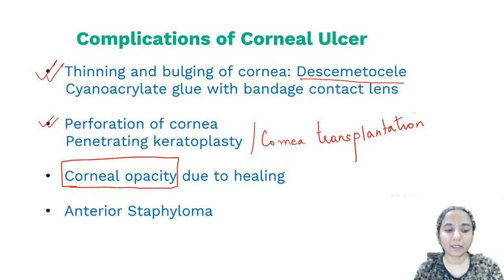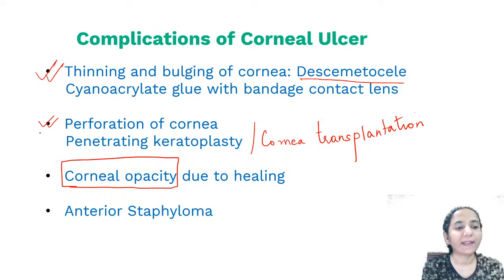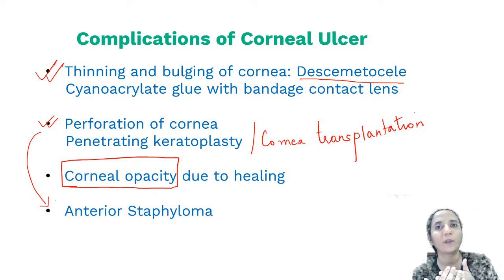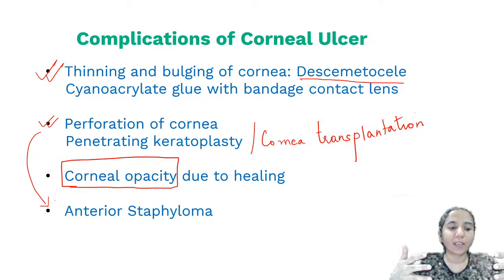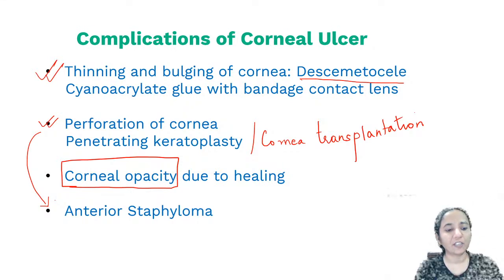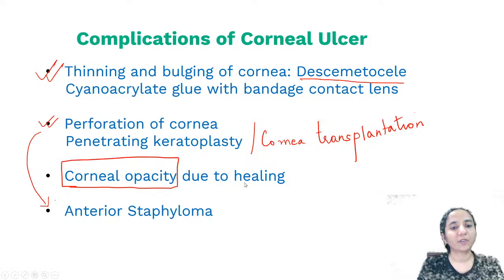Right? Now, the last complication is an anterior staphyloma. When will you get an anterior staphyloma? When the cornea perforates, on top of it a pseudocornea is formed, which is a collection of exudates, fibrous tissue, and the overgrowing epithelium. This false or pseudocornea with the iris tissue incarcerated behind it, all of it bulges forward, and that is called anterior staphyloma. So these are the possible complications: descemetocele formation, perforation, anterior staphyloma. And even if it heals, the patient is going to end up with a corneal opacity. Okay, so these are the complications of corneal ulcer.